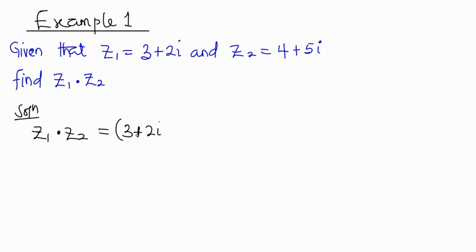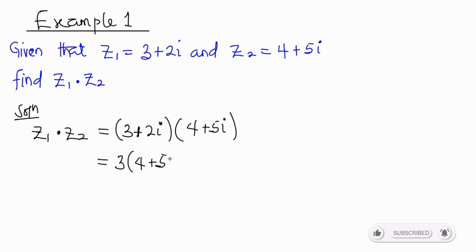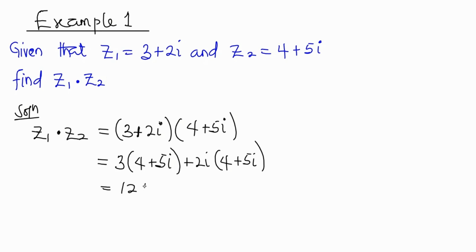We know z1 is 3 plus 2i, and z2 is 4 plus 5i. Now we multiply using the normal procedure, which means 3 multiplies the parenthesis 4 plus 5i, and then 2i also takes 4 plus 5i. So 3 times 4 gives us 12, and 3 times 5 gives us 15i, plus 4 times 2i gives us 8i, and then 5i times 2i gives us 10i squared.